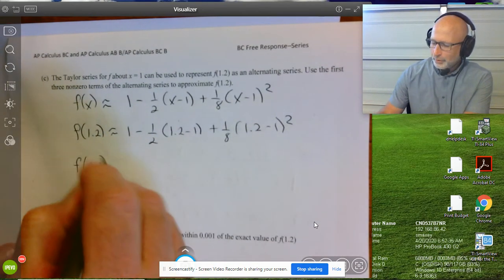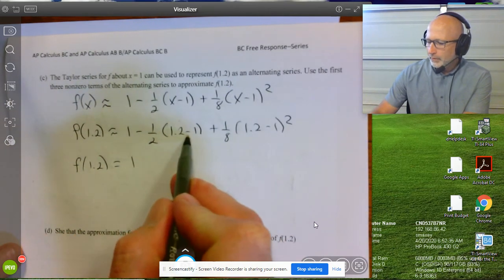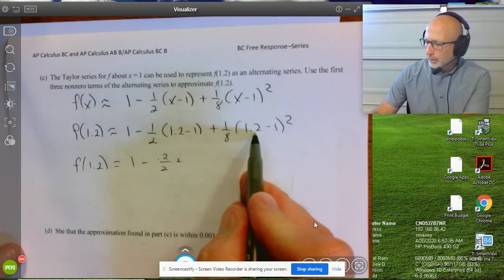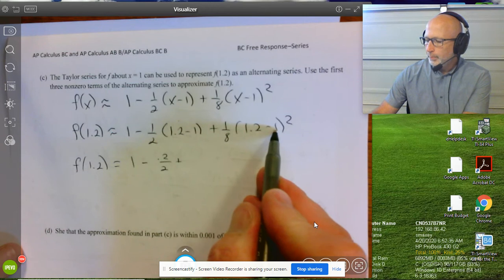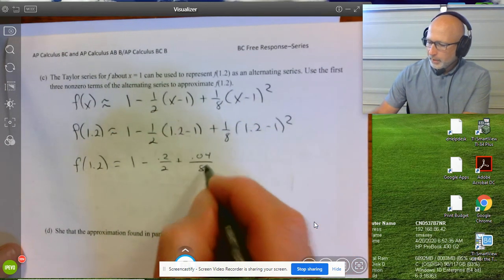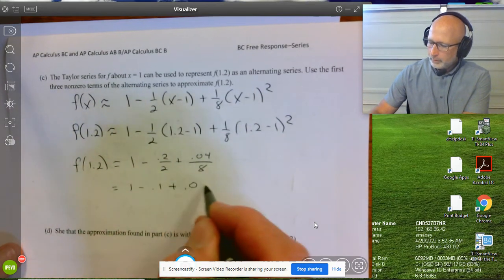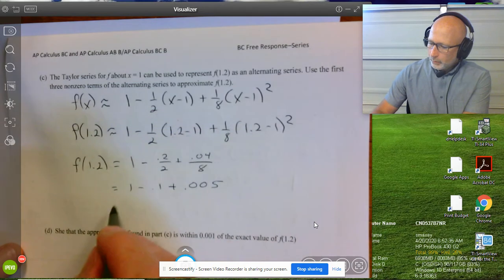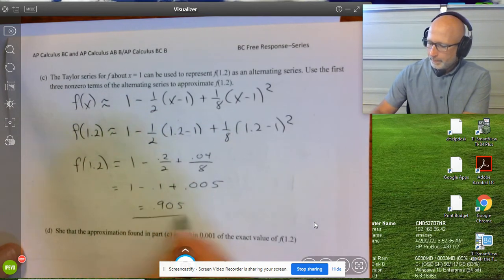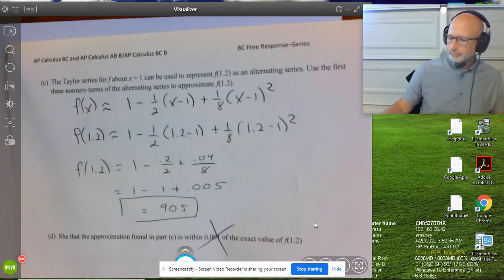Okay, like I said, don't do this, but I want to do it anyway. So 1.2 minus 1 is 0.2. So 0.2 over 2 plus 0.2 minus 1 is 0.2, 0.2 squared is 0.04 all over 8. So this is equal to 1 minus 0.1 plus 0.005. So 1 minus 0.1 is 0.9. So this is equal to 0.905. Okay, and that's an error question, so we don't have to do that one.